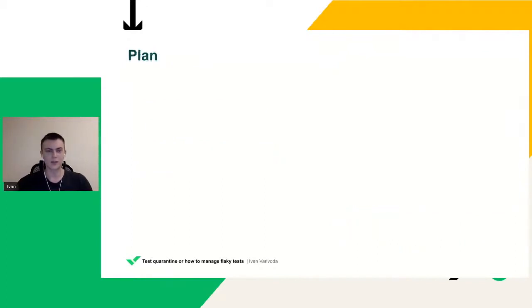Let me show you the plan of today's presentation. First of all, I want to show you what flaky tests are, what is wrong with flaky tests, and how we can manage these tests by using common solutions. The second part will be about test quarantine, what it is and how it works. Then I will show you how we can improve test quarantine by using automated processes. And finally, I will discuss our results after implementing this scheme.